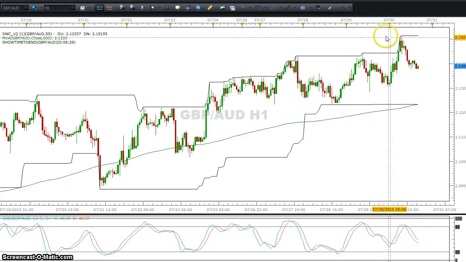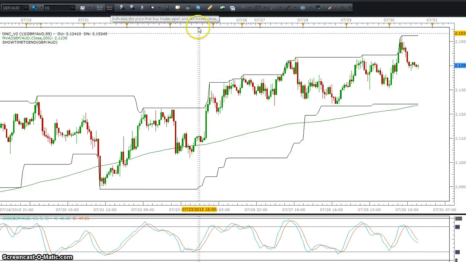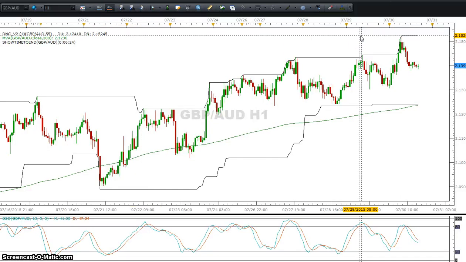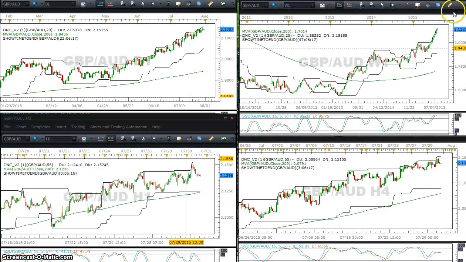So on this particular pair, where I'd consider setting a price alarm is at 2.1524. And again, I'd be looking at pound strength across the board, Aussie weakness across the board.